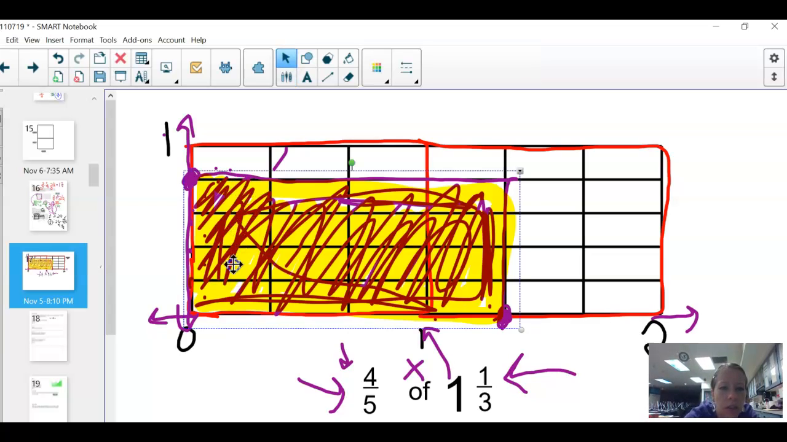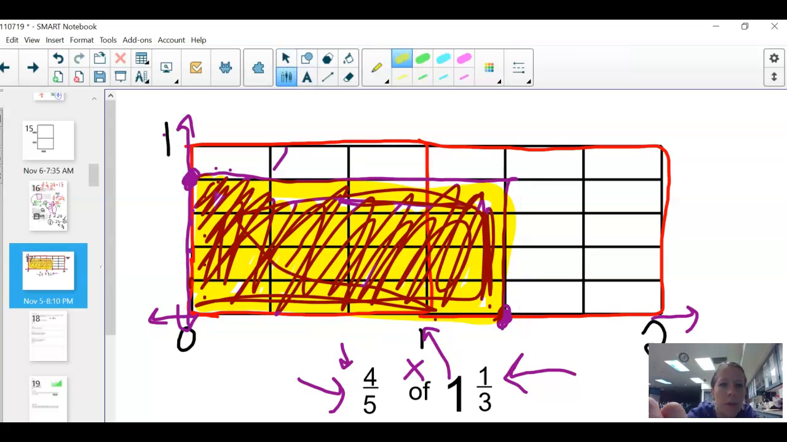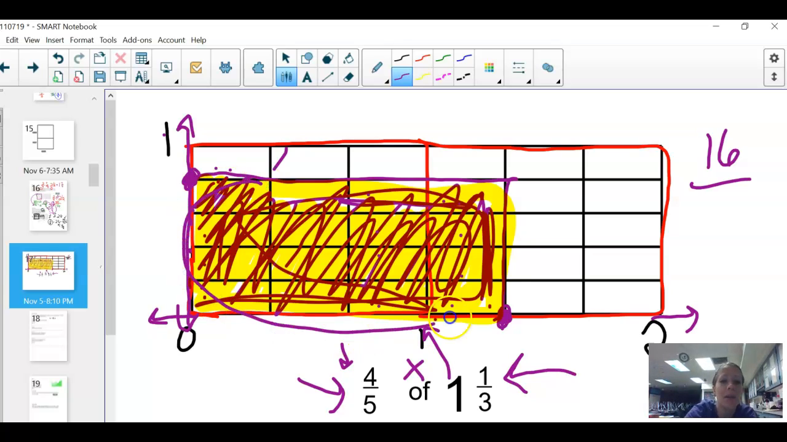So I have 1, 2, 3, 4, 5, 6, 7, 8, 9, 10, 11, 12, 13, 14, 15, 16. So 16 is my numerator because that's how many boxes I have colored. Okay? But I have to figure out what's my denominator.